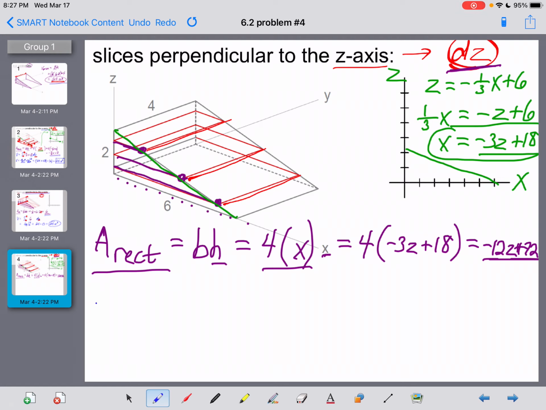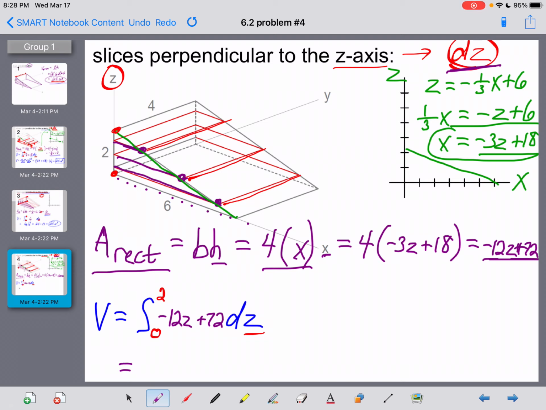So now, guys, our volume formula comes from taking a definite integral. In this case, we said with respect to z. Our cross-sectional area formula is what we just worked on, negative 12z plus 72. And the limits of integration are now the lowest and highest values of z. Here's our z-axis. This region begins at a z-coordinate of 0, and it ends right there at a z-coordinate of 2. Okay, let's see where this gets us, guys.